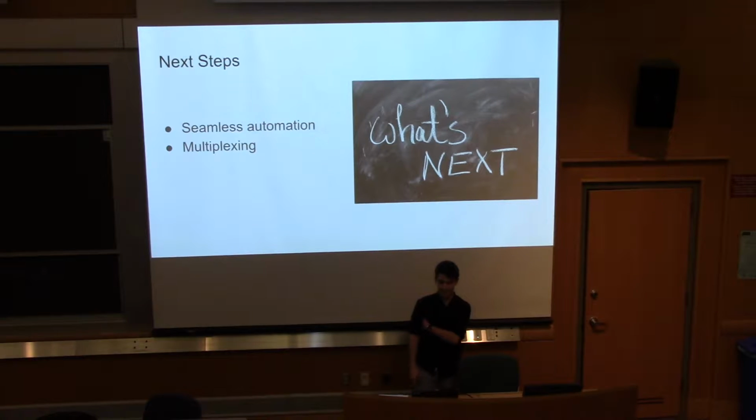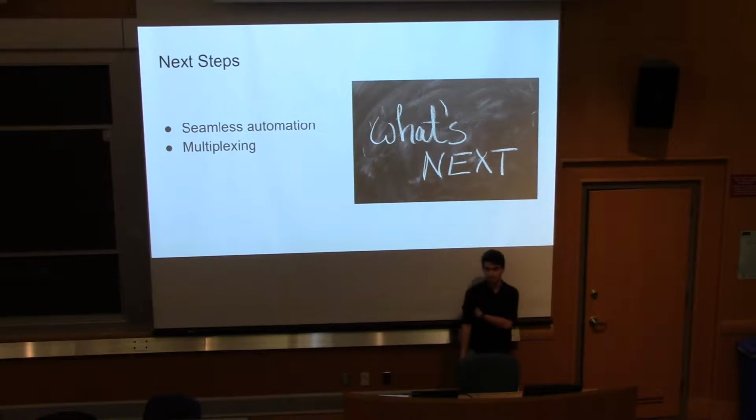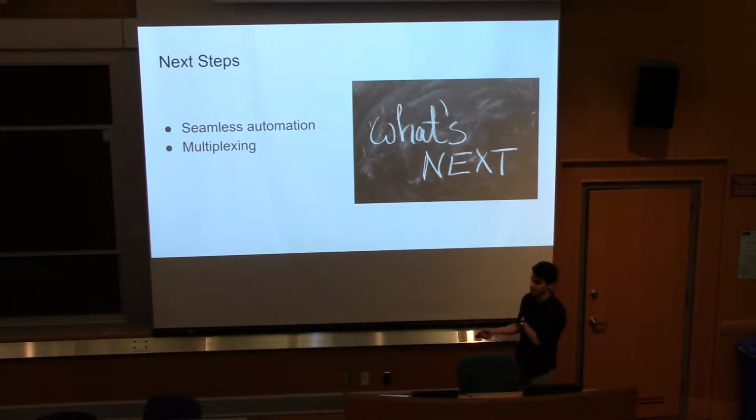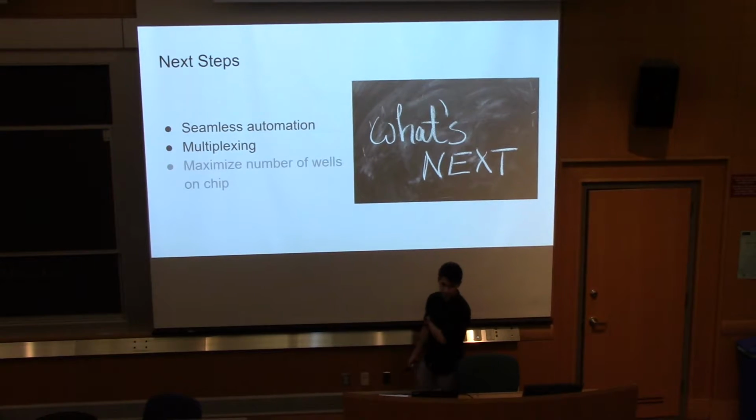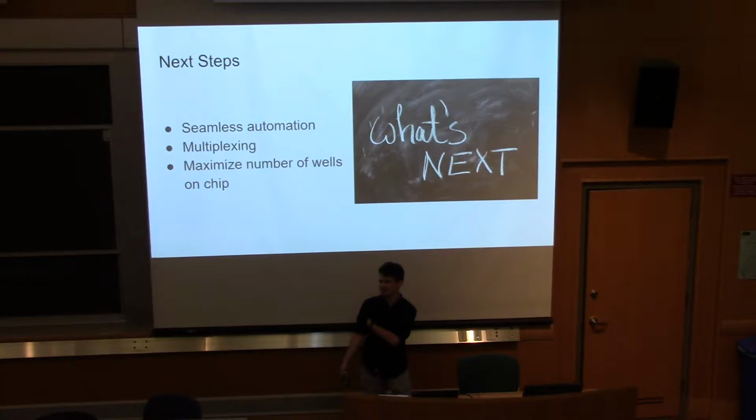I would like to get started multiplexing. Now that we have 4 wells on a device, we can do 4 independent experiments in the same chip. And I'd also like to maximize the number of wells on a chip. Right now we have 4. Who's to say we can't do 8, 16?